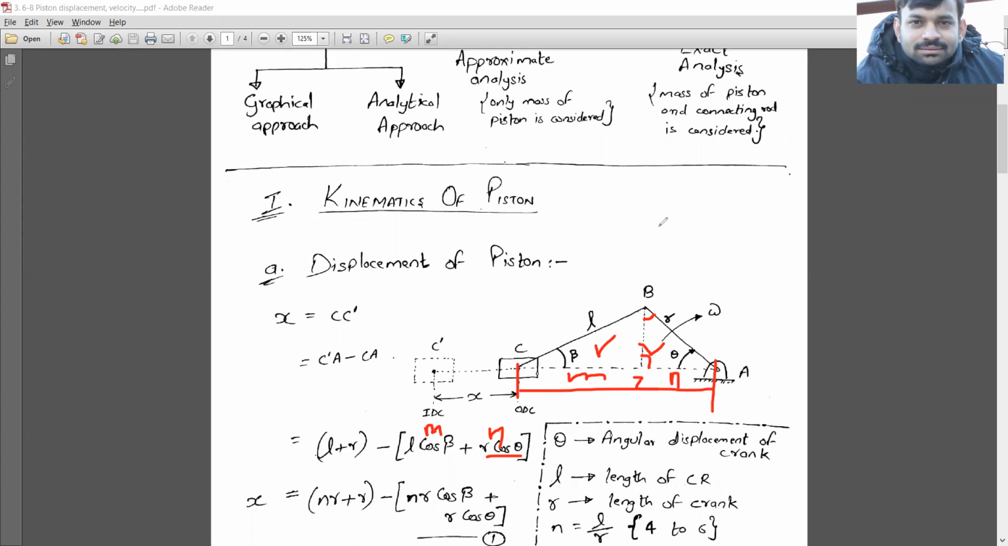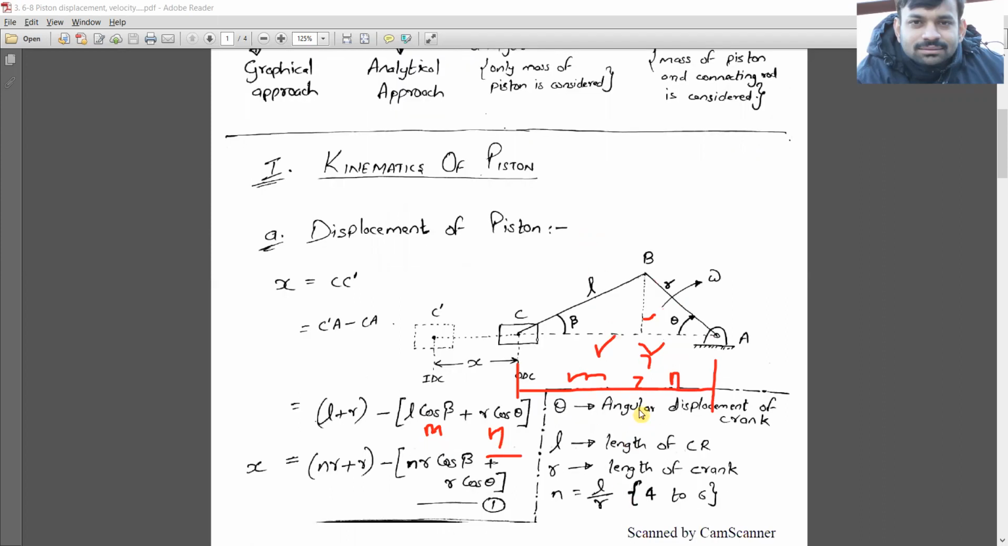Now watch this carefully. Theta is the angular displacement of the crank. The crank is rotating with some angular velocity omega, and theta is its angular distance or angular displacement. L is the length of the connecting rod, R is the length of the crank. Now this ratio N equals L by R, the length of the connecting rod divided by the length of the crank.